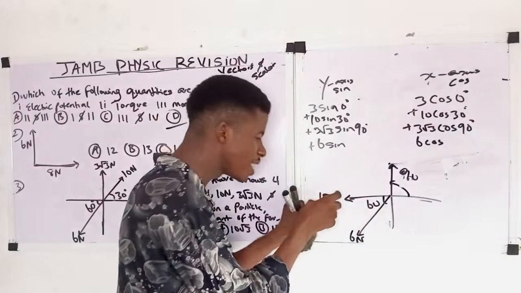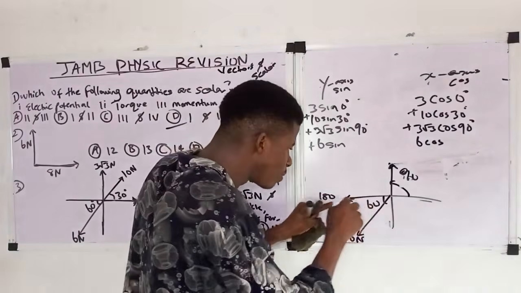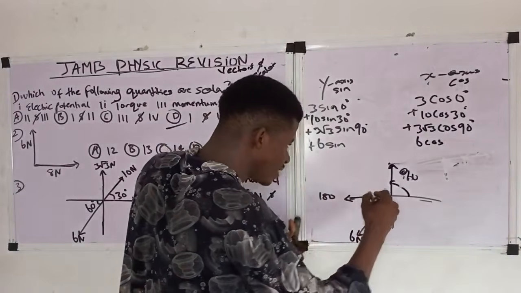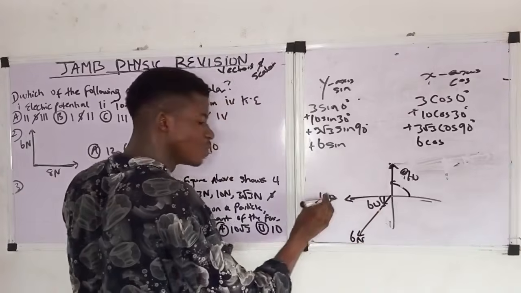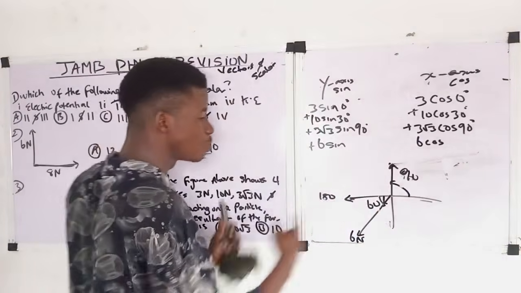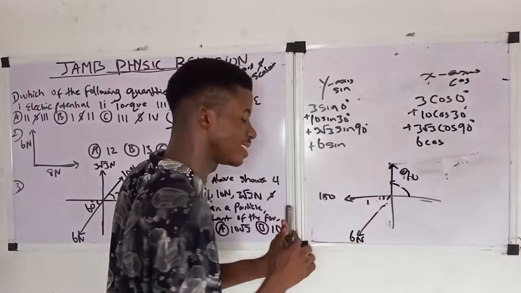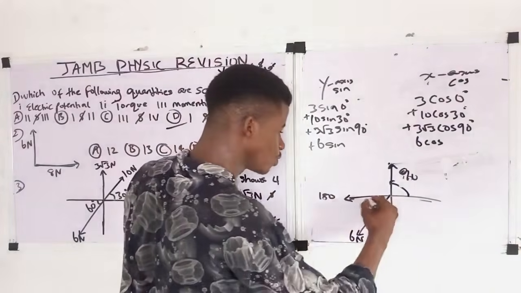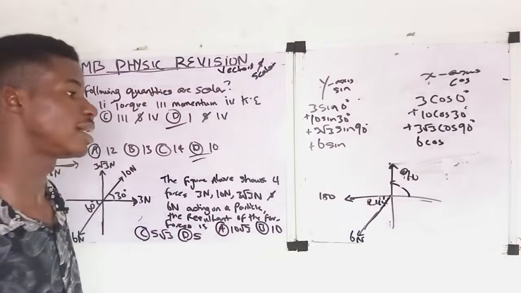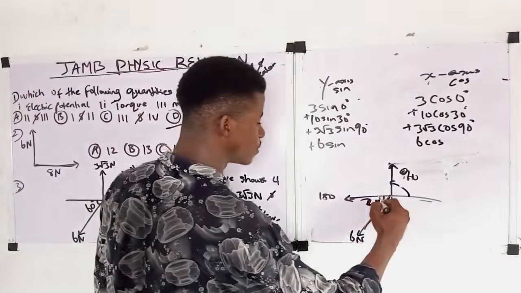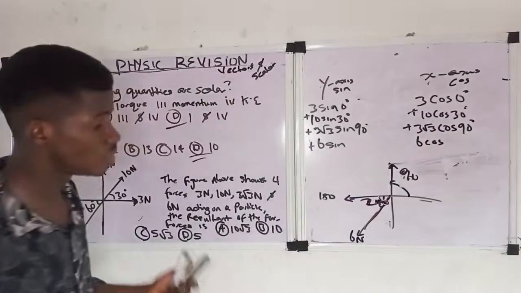So if here is 180, then the angle from the negative x-axis to this place will be what? We just add 60 to 180. 60 plus 180 will be 240, right? So the angle here is actually 240 degrees. Yes, it's 240.